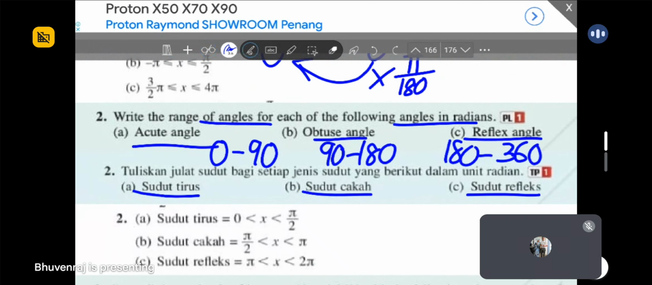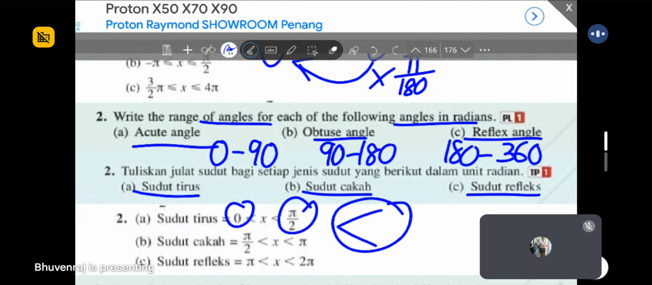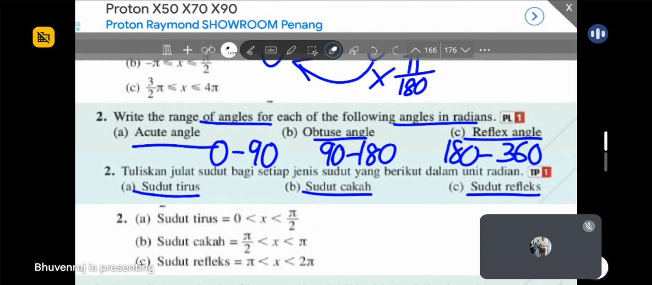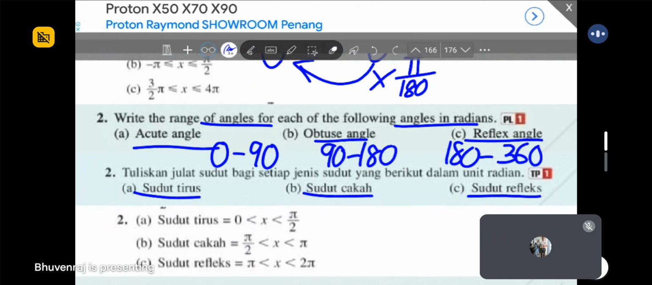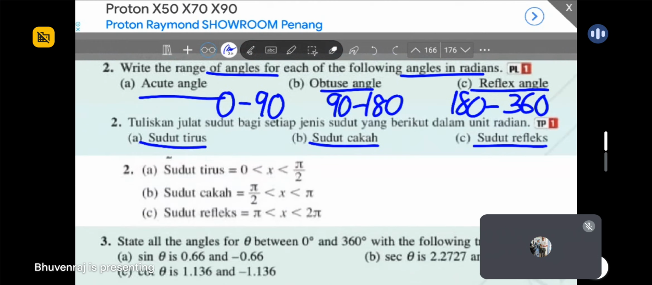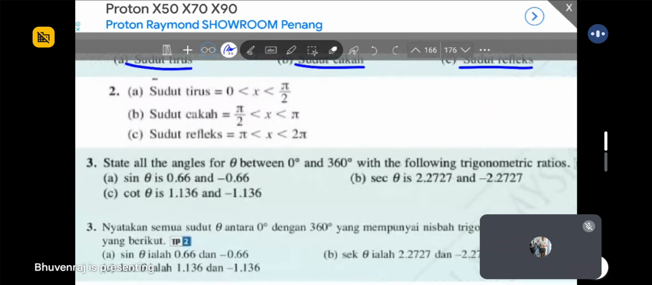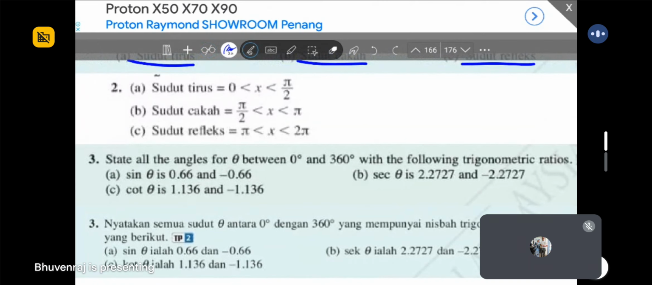So you must use the less than symbol, because it can only be in between. Tak boleh termasuk kosong dan pi over 2. Contohnya, you cannot include these two values. It must be anything in between for your angles, because if it's 0 or pi over 2, you won't have an angle. Kamu takkan ada sudut. Alright? So this was question 2, very basic.